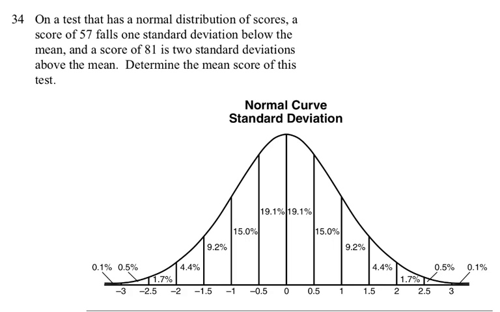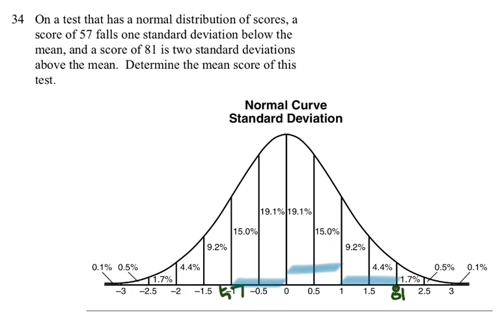Now, on the test normal distribution of the score, 57 falls 1 standard deviation below the mean. So that means 57 would have been around here. And then 81 is 2 standard deviations above the mean. Then that's what we end up getting. So we have 1 standard deviation, 2, and 3. So between 57 and 81 is 3 standard deviations away.